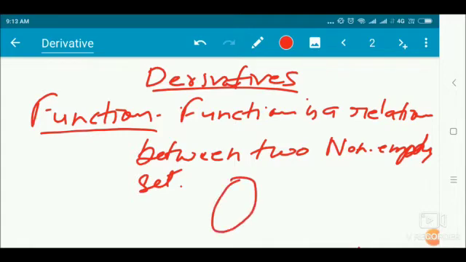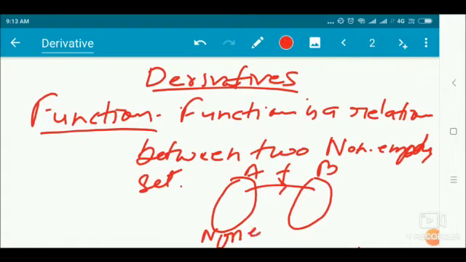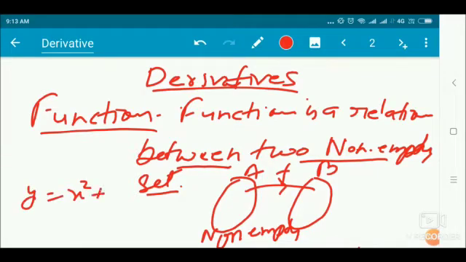We'll take two sets, set A and set B. So these are two sets, and the relation between these two sets is called function, and both the sets must be non-empty. It means at least they must contain one element. So as I have written here, function is a relation between two non-empty sets. Clear? Now to understand this, we have to take one example.